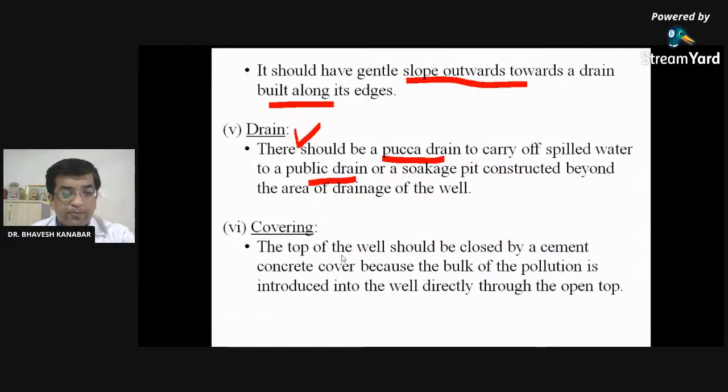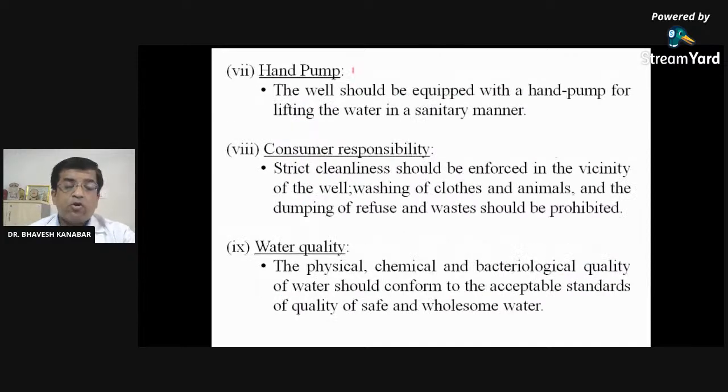Then covering. The top of the well should be closed by cement concrete. This covering should be made up of cement concrete, because the bulk of the pollution is introduced into the well through the open top. A hand pump is not commonly observed. Usually water is fetched from the well with the help of a rope. We already know about that.